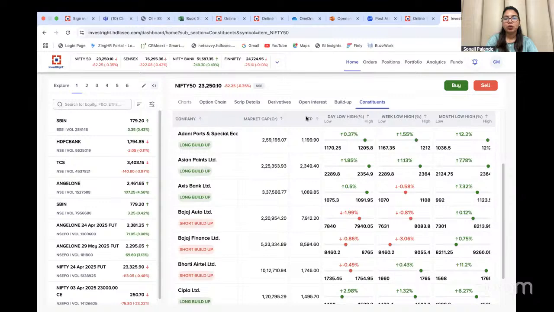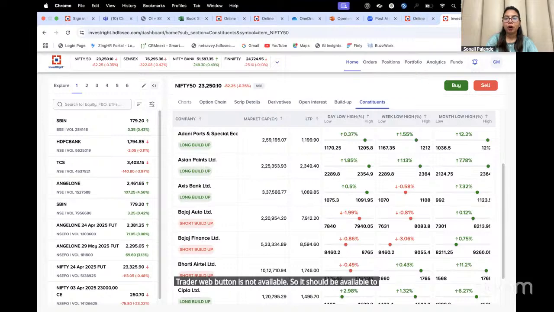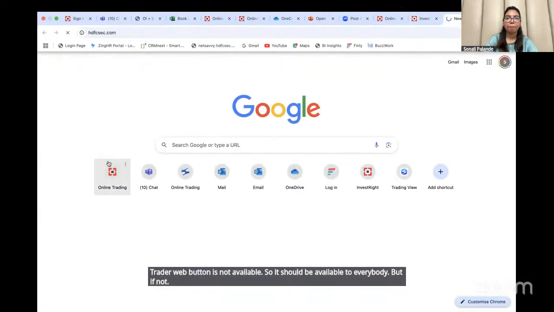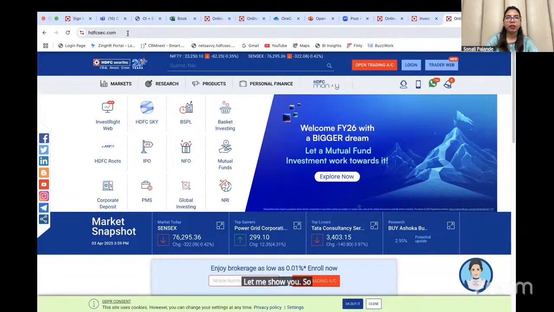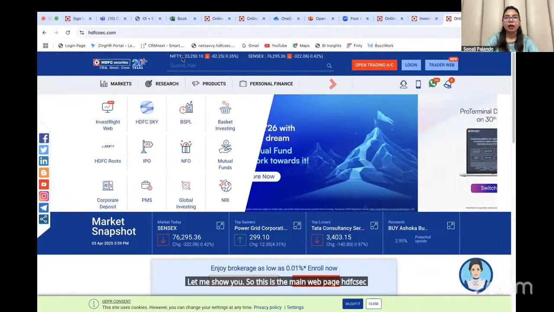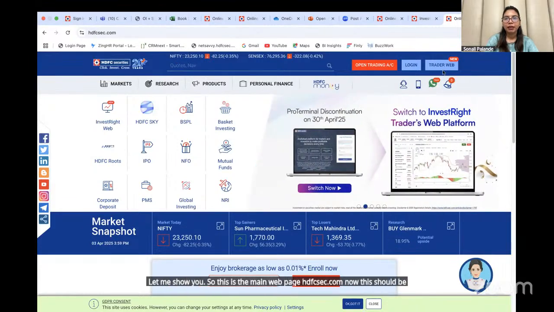Trader web button is not available. So it should be available to everybody, but if not, let me show you. So this is the main web page, hdfcsec.com. Now this should be visible to everybody, but if not, try to refresh it once.